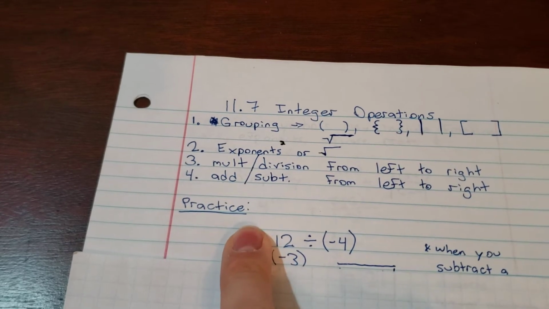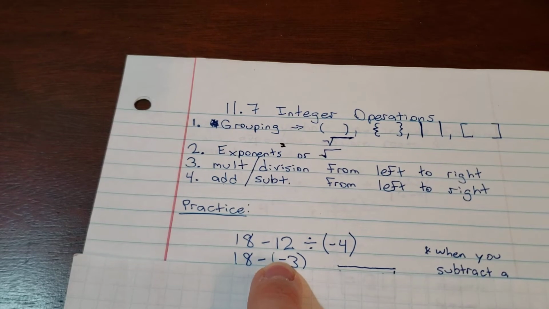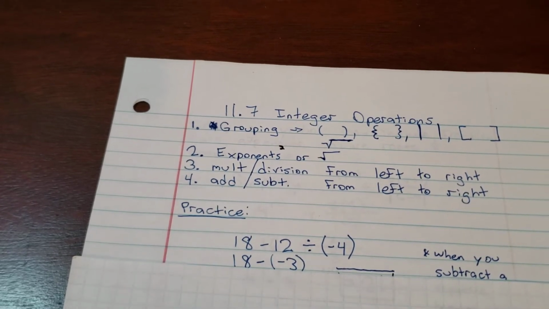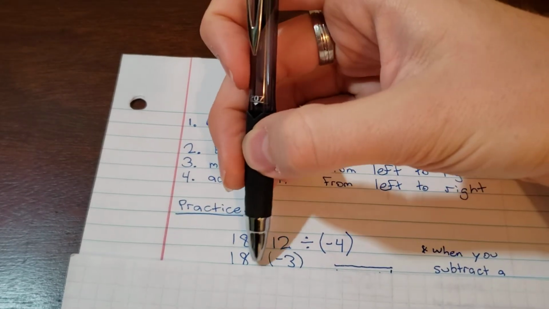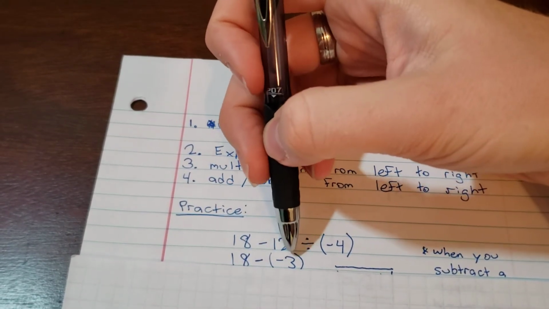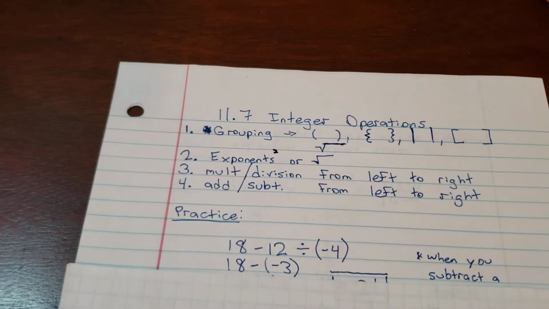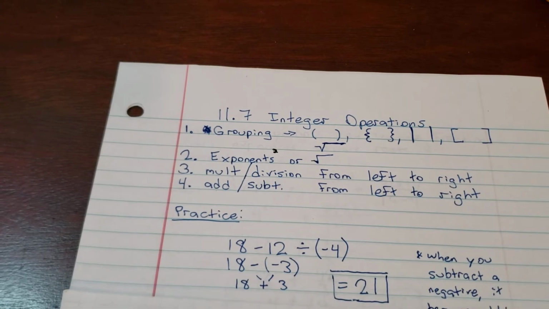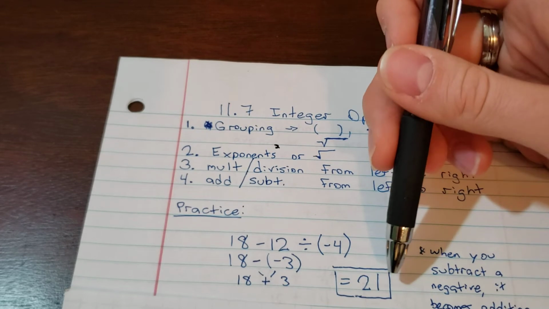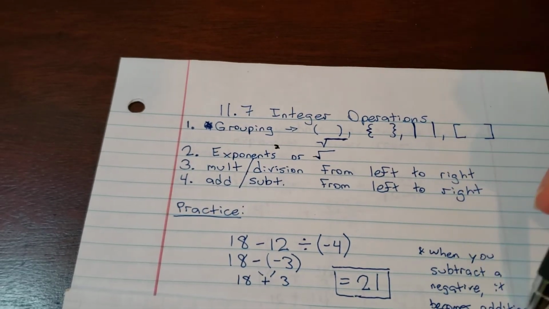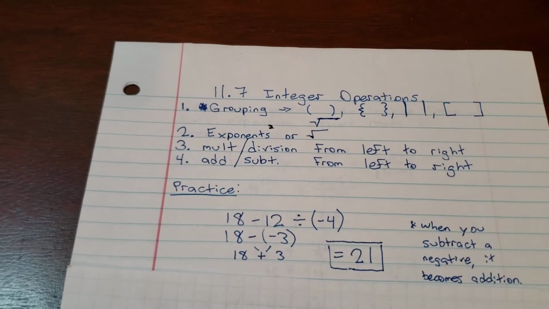So what I could do is divide 12 by negative 4 and get negative 3, but then I'm subtracting negative 3, so that's going to make me add. It doesn't matter if this negative sign is subtraction or if it's attached as a negative, we're still going to end up with positive 3. 18 plus 3, or 18 minus negative 3, right? It turns into positive. That gives us 21 as our answer. So when you subtract a negative, it becomes addition. We've been talking about that these past few days.